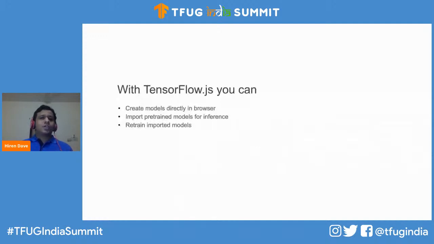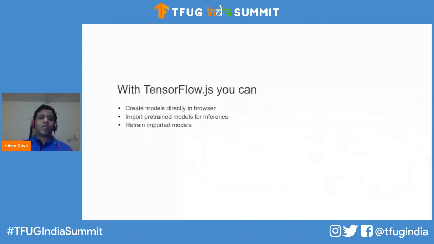Since TensorFlow.js was introduced, a lot of developers have created interesting models like MobileNet or PoseNet. There are so many built-in, ready-made models available. We will see an example shortly, where we are going to see a machine learning application specifically for text classification. We will see how you can import a pre-trained model for inference, and how you can retrain the imported model.